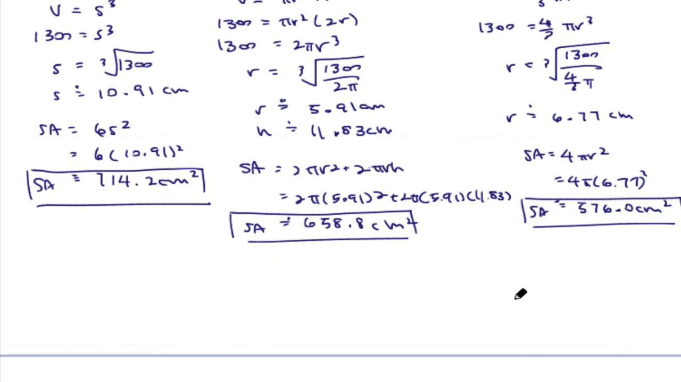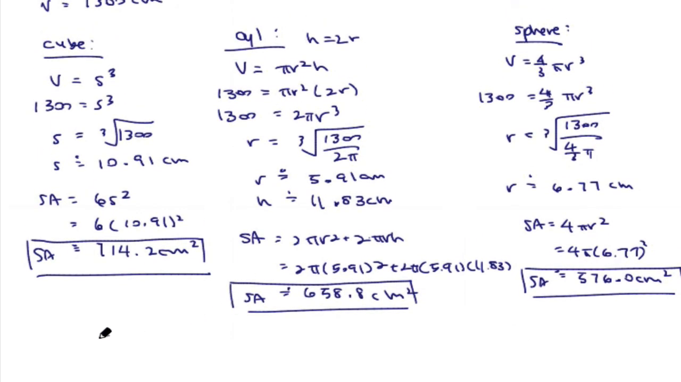So now we can see that the sphere was the smallest. The surface area of the sphere was smallest, and then it was the surface area of our cylinder, and then the surface area of the cube was the largest one.